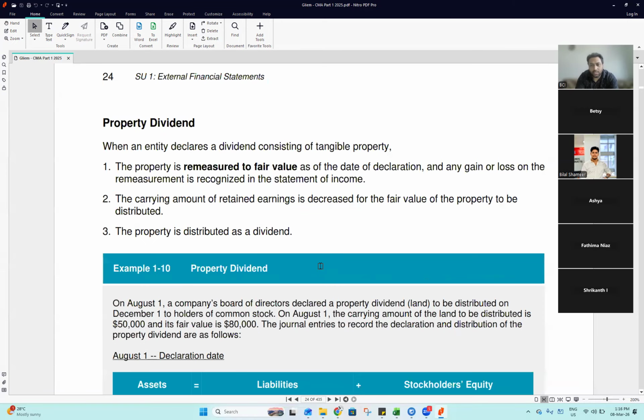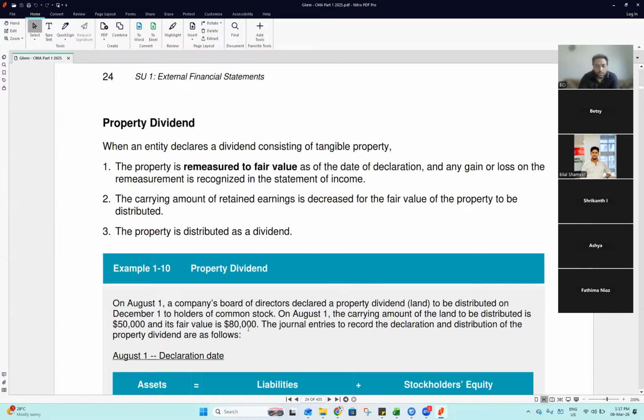Now, next one is the property dividend. For example, the company needs the money for some other purposes, maybe for reinvestment. But the company has some inventory in hand, or sometimes if it's a property business, they might have land, or any idle land. So the company will declare dividend on the basis of the land or whatever tangible property they have. So, for example, we will be distributing inventory to the shareholders in the form of dividend.